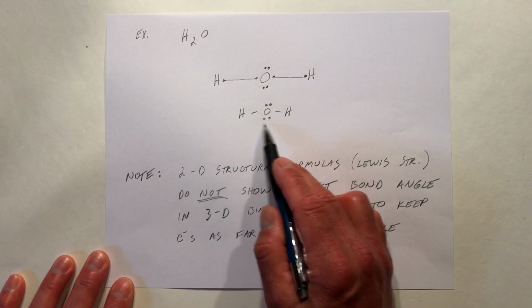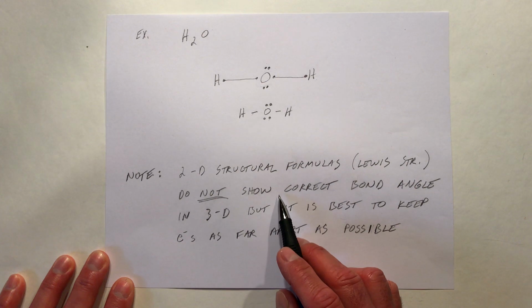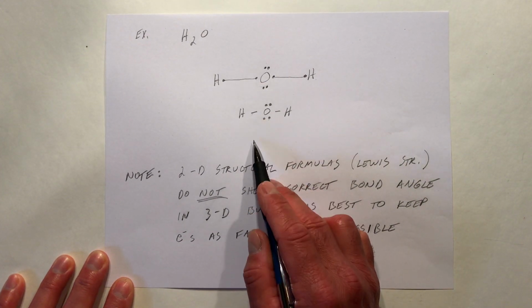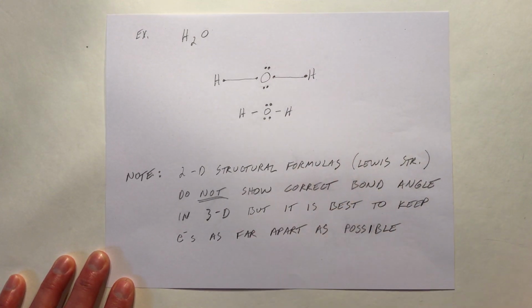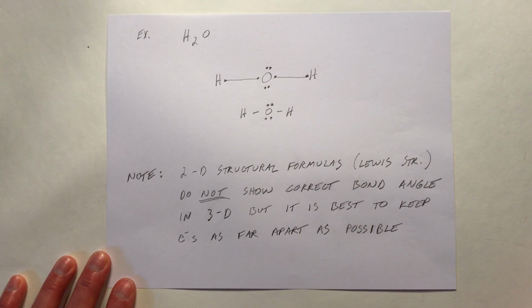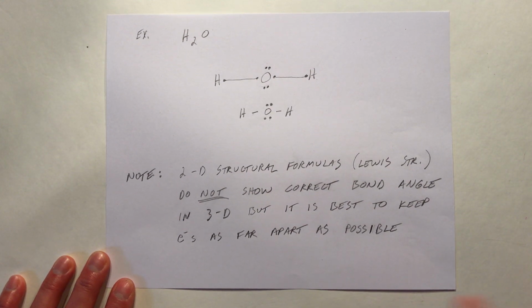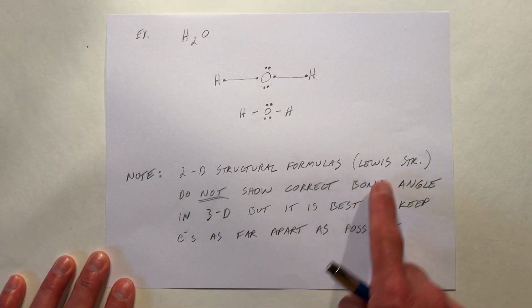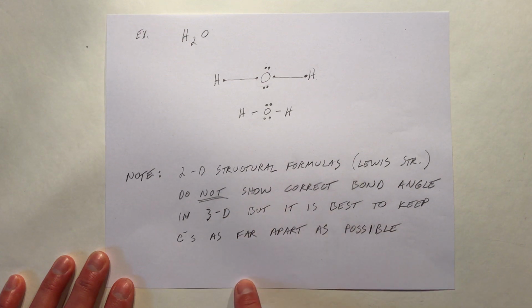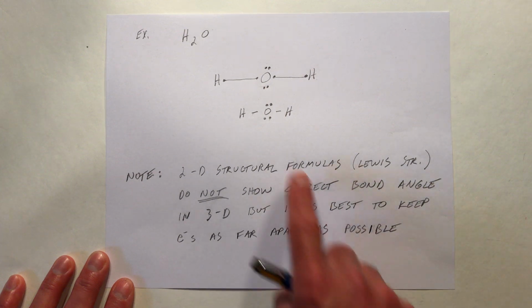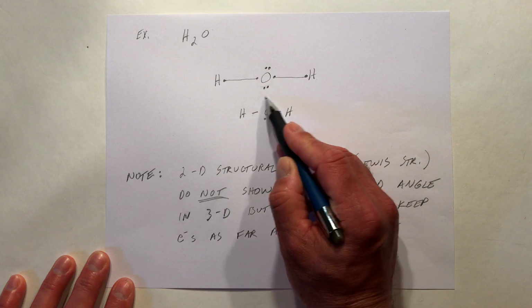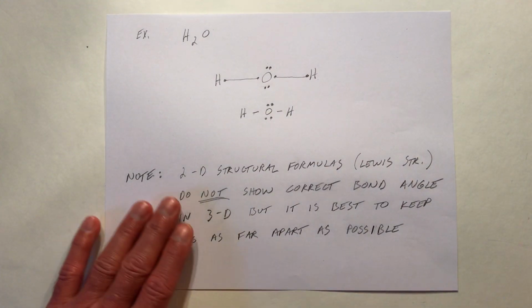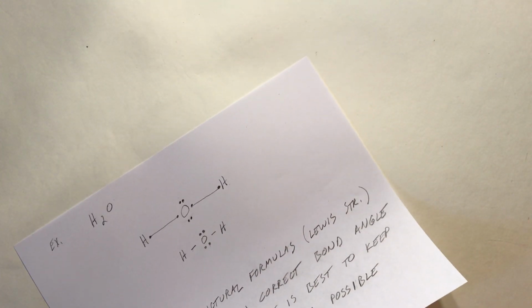Notice that around the oxygen, there are 2, 4, 6, 8 electrons. And around each of the hydrogens, there's 2 electrons. Now, since hydrogens are from group 1, that's okay. They are exceptions to the octet rule. Note that two-dimensional structural formulas, or Lewis structures, do not show correct bond angle in 3 dimensions. But it's still best to keep electrons as far apart as possible. So we can't say that we have a 180-degree angle between these 2 bonds. That's not actually true. We'll take a look at 3-dimensional structures later on.